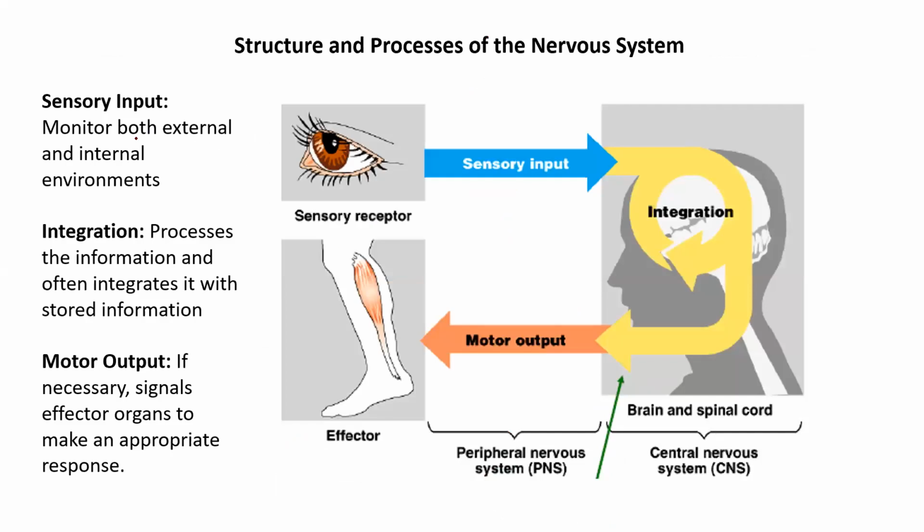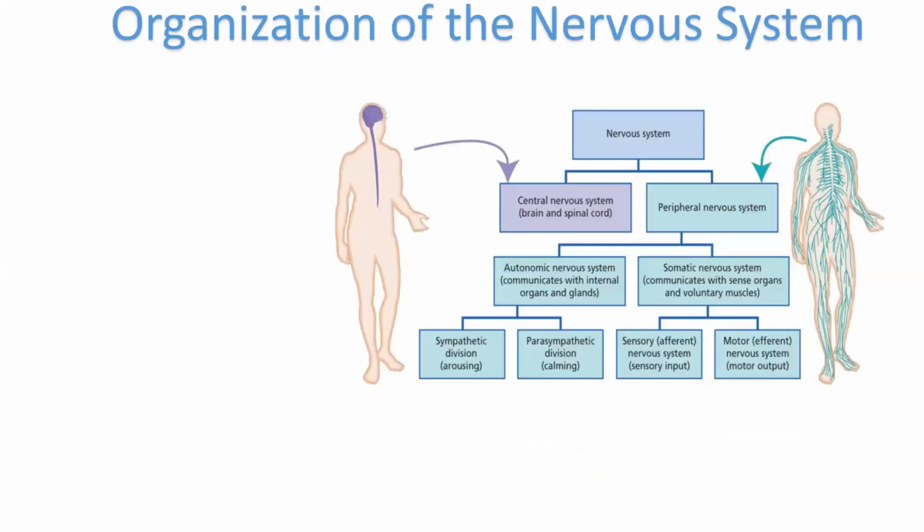Sensory input monitors both external and internal environments. There's an integration process in your brain, and then you've got a motor output. The effector in this case is your muscle. The sensor is your photoreceptors in your eye. The control center is your brain.